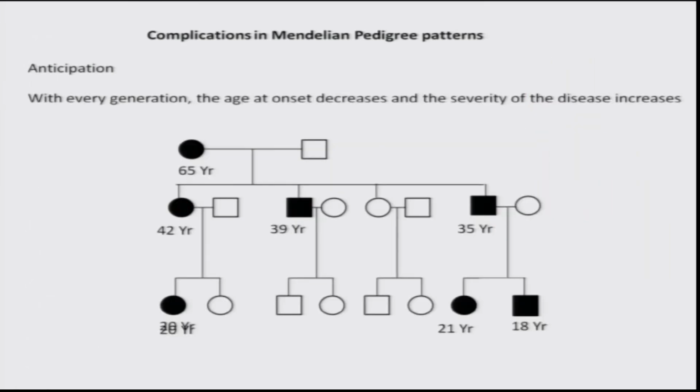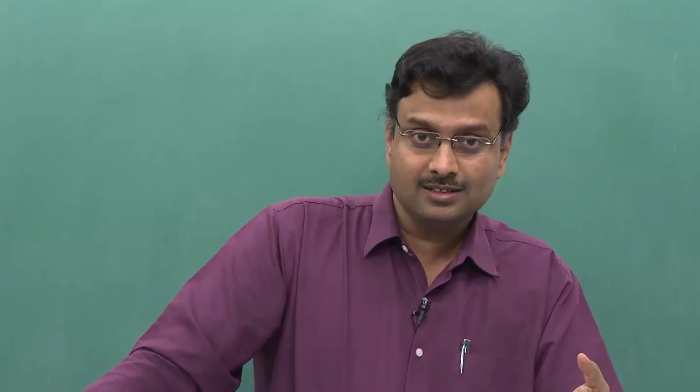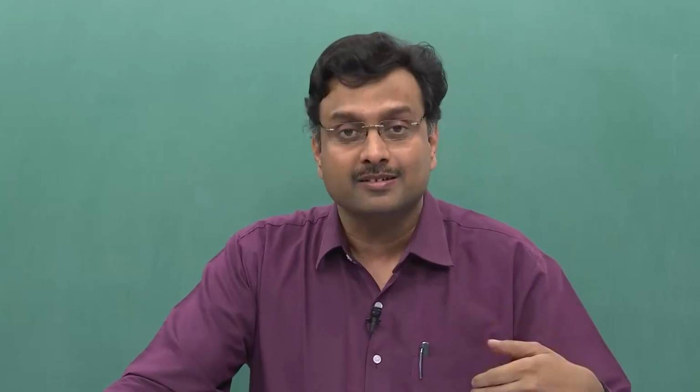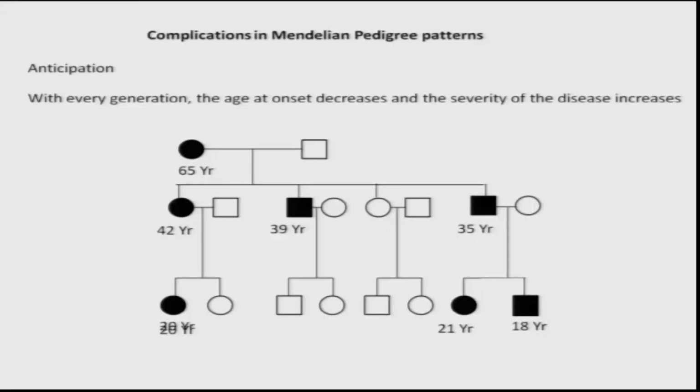The other example is called anticipation. If you recall, we discussed one condition called variable expression, wherein in every generation it can become more severe, less severe, or moderate and so on. But there is one condition in which in every successive generation the disease becomes more and more severe. Not only that, the age at onset decreases. For example, in the current generation the age at onset could be 12, in the previous generation it could be 20, and the generation before that it could be 40.